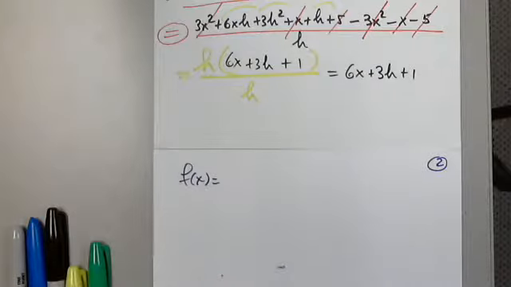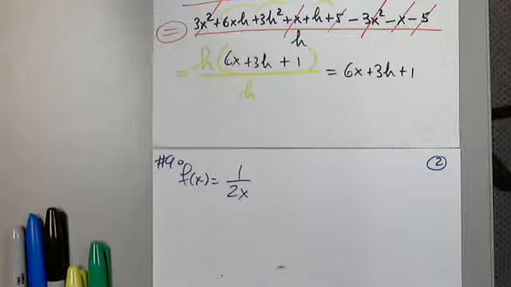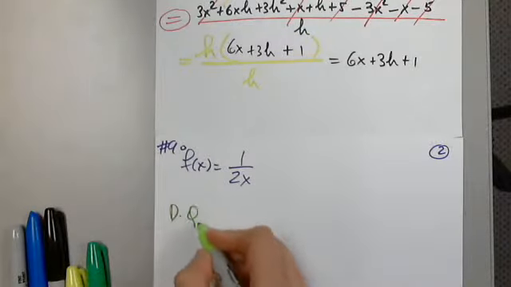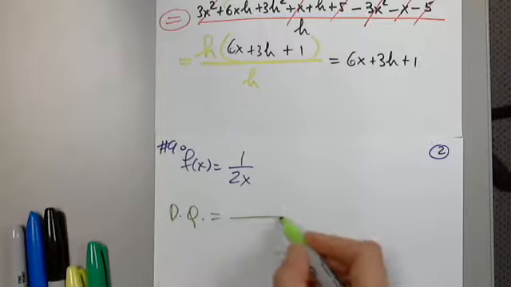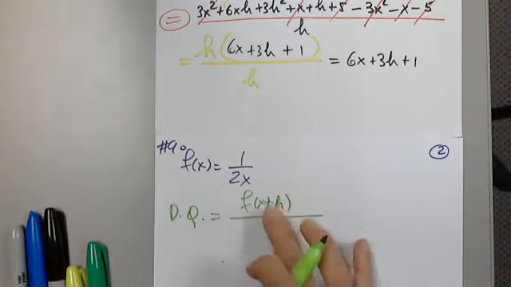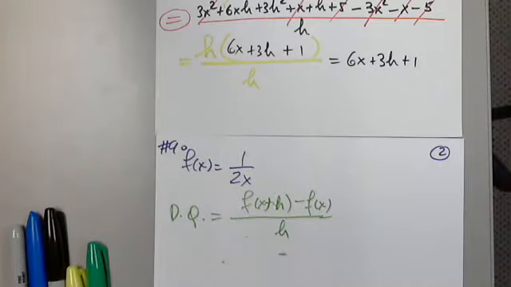So f of x equals, this is problem 90. F of x equals 1 over 2x. Okay, 1 over 2x. We are asked to find the difference quotient. The difference quotient will be given to you, which is f of x plus h minus f of x over h. Yes, this formula will be given to you. You don't have to memorize it. My calculus students have to, but not you and not my pre-calc students. They don't. It will be given.